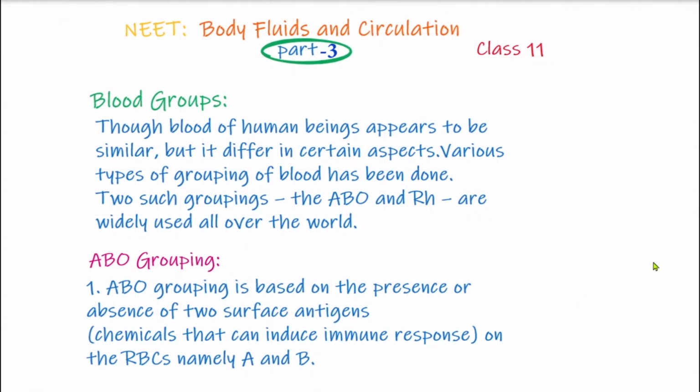Students, as you know, the blood of different human beings appears similar as it is red in color, but if we look closely, there are certain aspects where the blood of different human beings differs. And there are two types of blood grouping: one is ABO blood grouping and the second is Rh blood grouping. These two types of blood grouping are widely used throughout the world to differentiate the blood of one human being from the other.